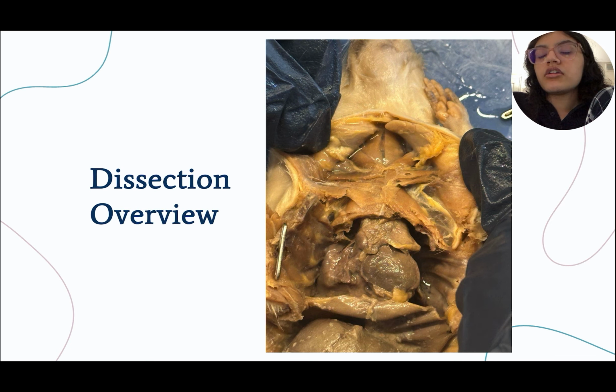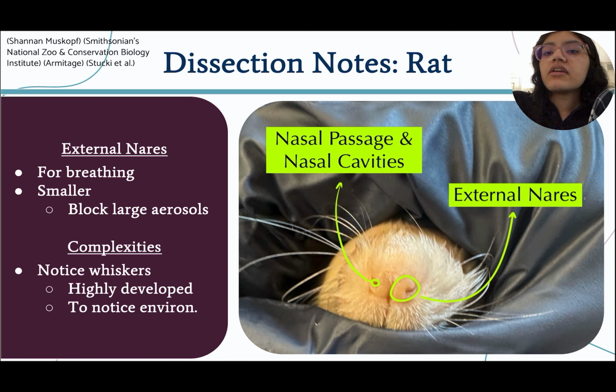Next, we have our rat dissection to view the respiratory and circulatory systems. To begin, we have the external nares depicted on the right, which are basically your nostrils, and these nostrils allow for oxygen to be inhaled and exhaled. The nostrils on the rat are smaller than the ones we have as humans because they have overall smaller body proportions, so they need to block out large aerosols such as smoke and dust, and they also have, as an adaptation, as stated before, their whiskers, which again, are highly developed.